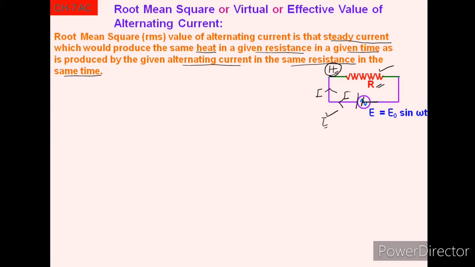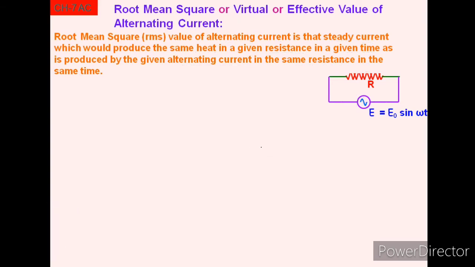मतलब जितना करंट पास करने से सेम टाइम के लिए एच अमाउंट ऑफ हीट प्रोड्यूस होगा, दैट वैल्यू ऑफ करंट इज नोन एज वर्चुअल और effective value of alternating current. So I hope you understood this. Now let's derive an expression for this.